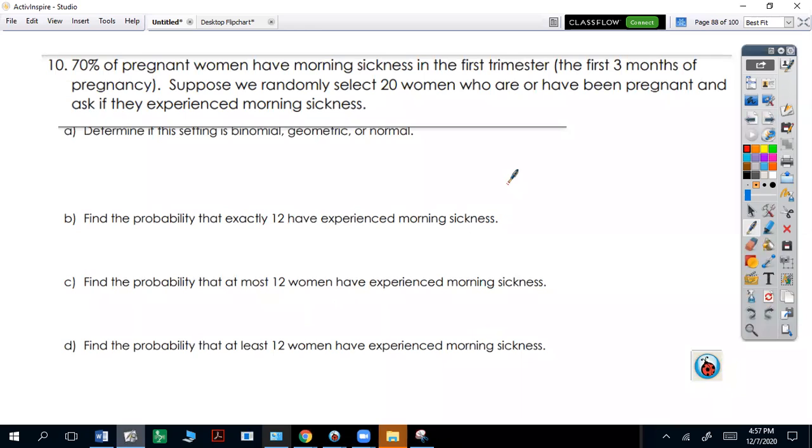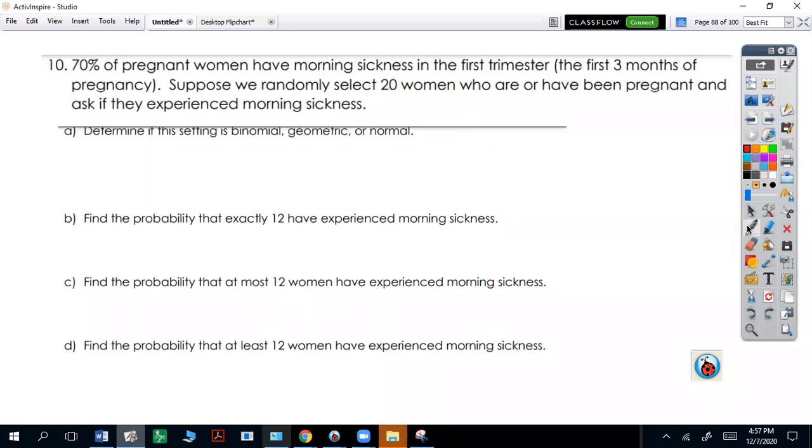All right, question 10. 70% of pregnant women have morning sickness in the first trimester, the first 3 months of pregnancy. Suppose we randomly select 20 women who are or have been pregnant and ask if they experienced morning sickness. Determine if the setting is binomial, geometric, or normal.